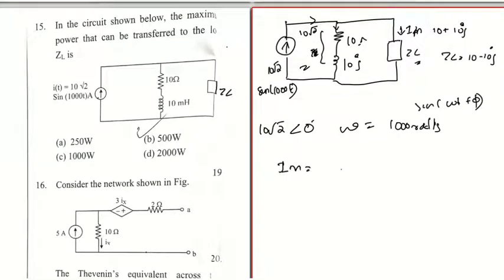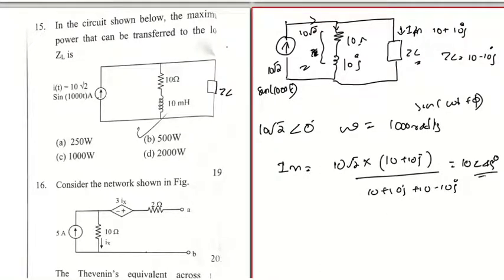For that, Im equals 10 root 2 into (10 plus 10J) divided by (10 plus 10J plus 10 minus 10J), right? Simplifying, I will get 10 angle 45 degree. And now coming to Vm, I have to find out the voltage drop across our ZL. So it will be Im into ZL itself, right? So it will be 10 angle 45 into ZL, which is actually 10 minus 10J.